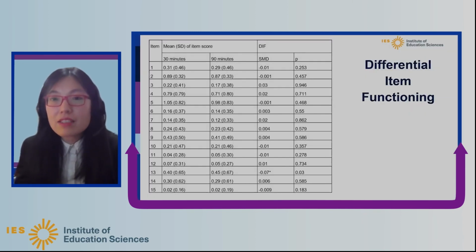The last set of analysis is differential item function analysis. Item 13 was found to be biased in favor of students with learning disabilities in the extended time accommodation condition. This indicates that students with LD in the extended time accommodation condition received a significantly higher average score on item 13 than their peers tested under standard condition, given the same performance on the first 5 items.